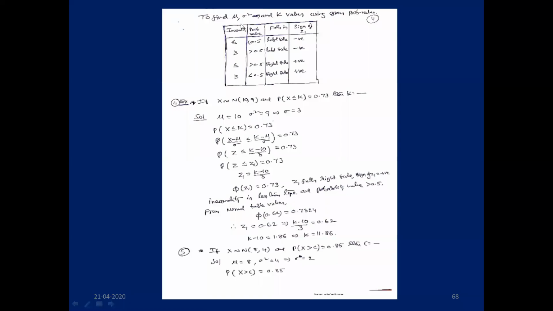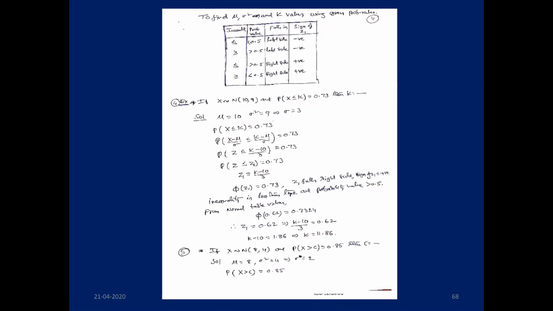Next model: to find mu, sigma square and k values using the given probability values. Here, using this thumb rule, we can easily find out the required probability, the required mu value, the sigma square value, and the constant real values.